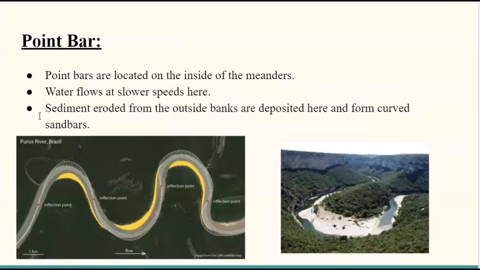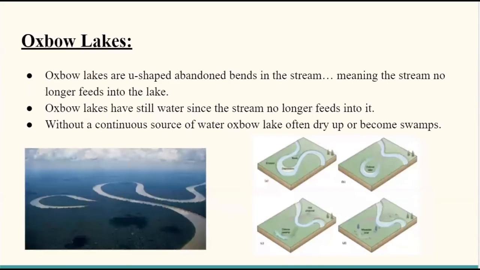We also have point bars. Point bars are located on the inside of the meanders. Water is slower here, and the sediment eroded on the banks is usually deposited here. You can see the sand and whatnot over time of the stream moving itself.